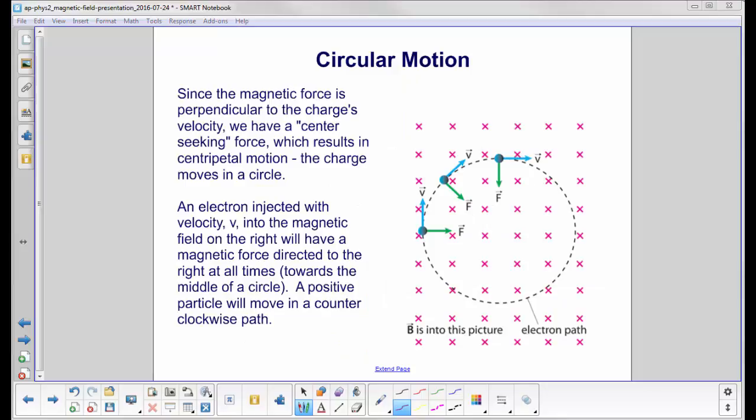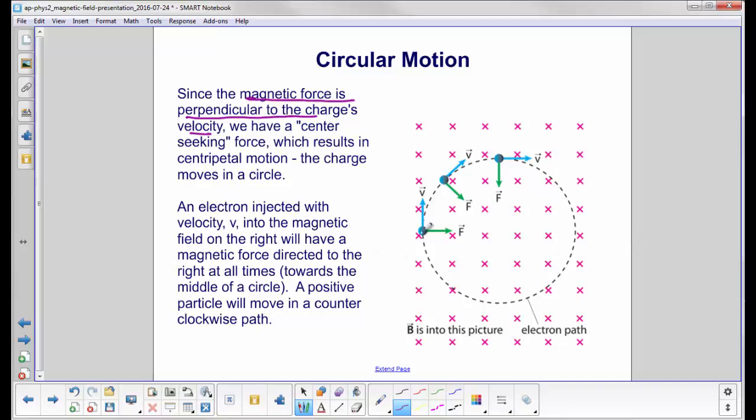The previous slide, which showed charges being injected into a magnetic field with a certain velocity, they didn't move straight when the force hit them, did they? We kind of showed at the beginning a curved motion. Why is that? Well, the magnetic force is always perpendicular to the charge's velocity. That means we have a center-seeking force, which results in centripetal motion. The charge moves in a circle.